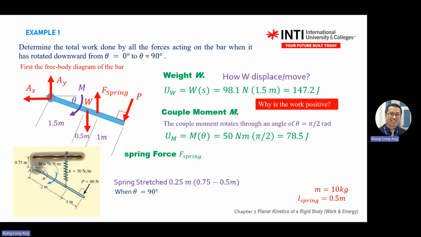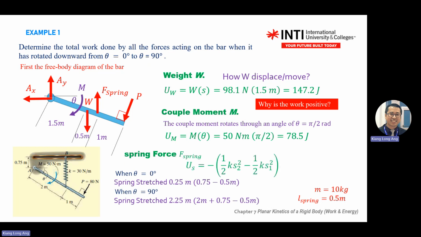You take the distance before and after, right? It was stretched 0.52 meter before it starts, 0 degree. 90 degree was stretched 2.25 meter. So I did show you the after 90 degree, what is the total length of the spring? Right? You substitute inside this spring equation, you get negative work.